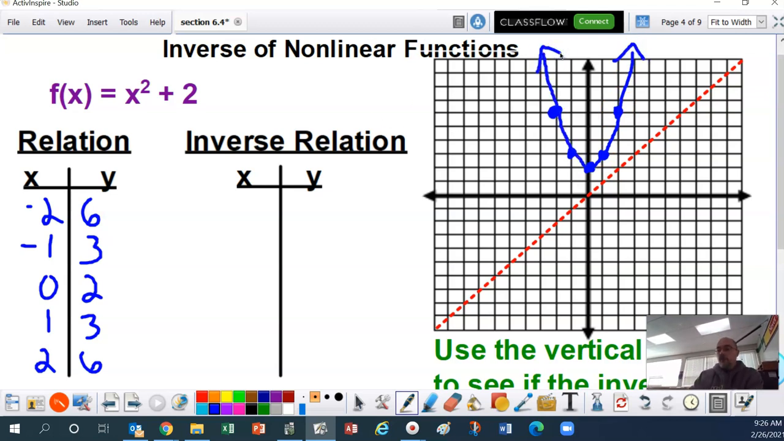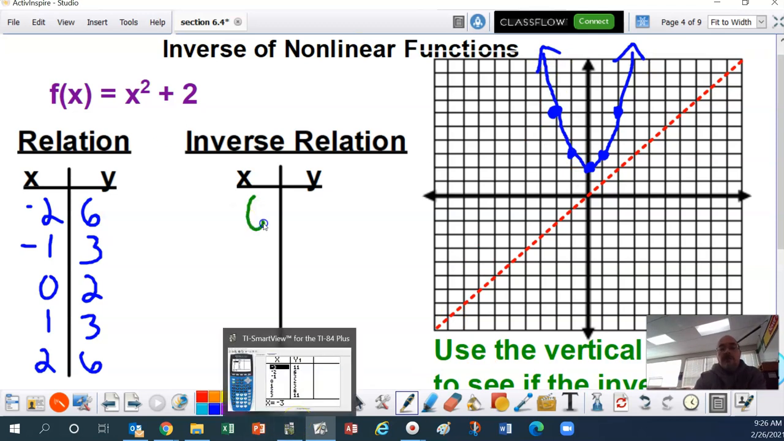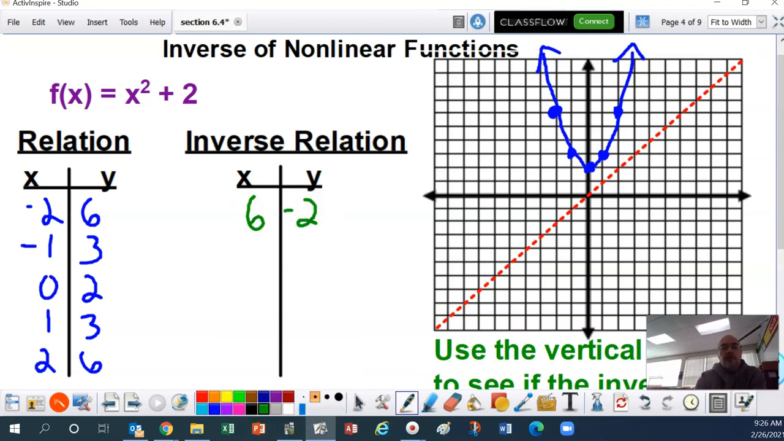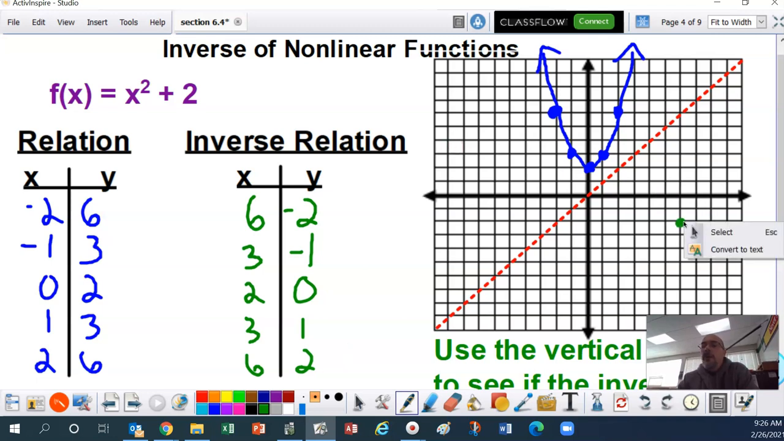Now, that is a function, folks. That is a function. All right, now I'm going to go ahead and reverse those. 6, negative 2, 3, negative 1, 2, 0, 3, 1, 6, 2. Okay, I'm going to graph that. Over 6, down 2. Over 3, down 1. 2, 0. 3, 1. 6, 2. Cool.